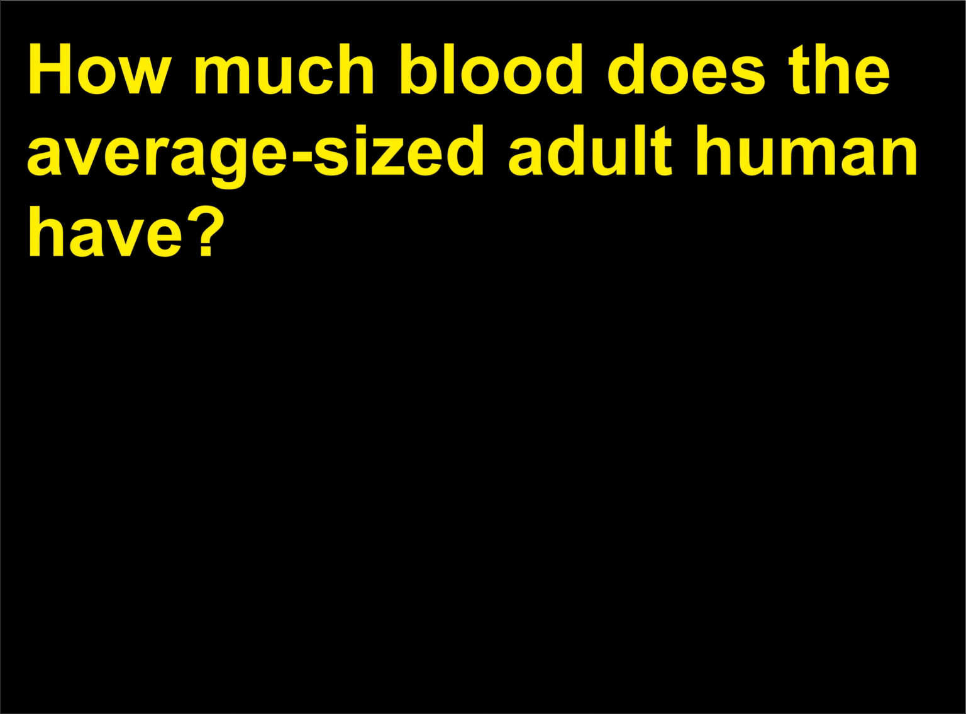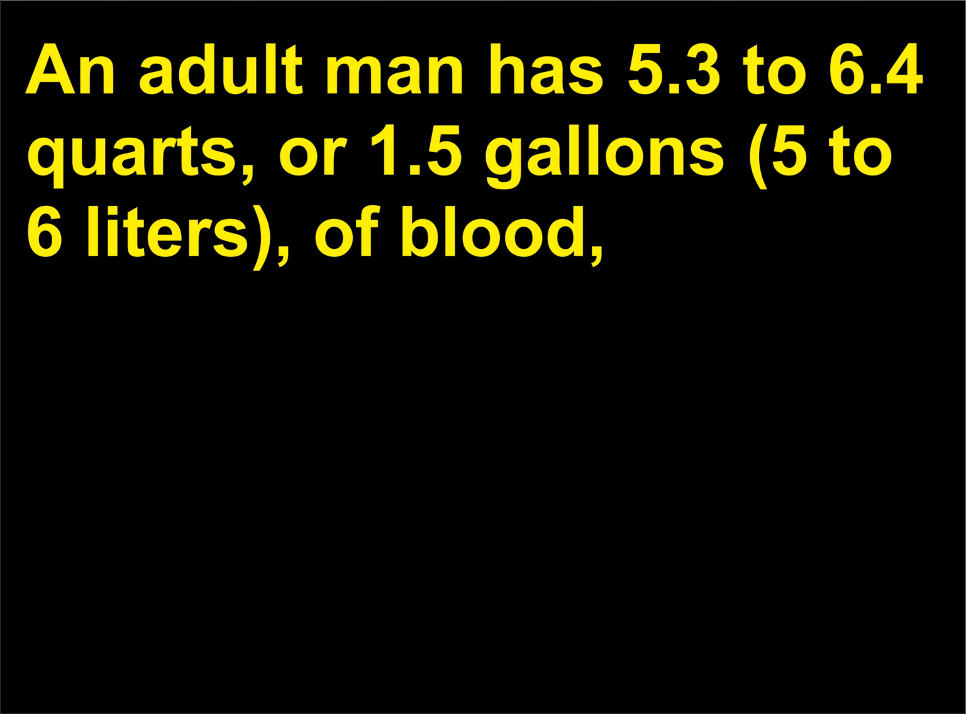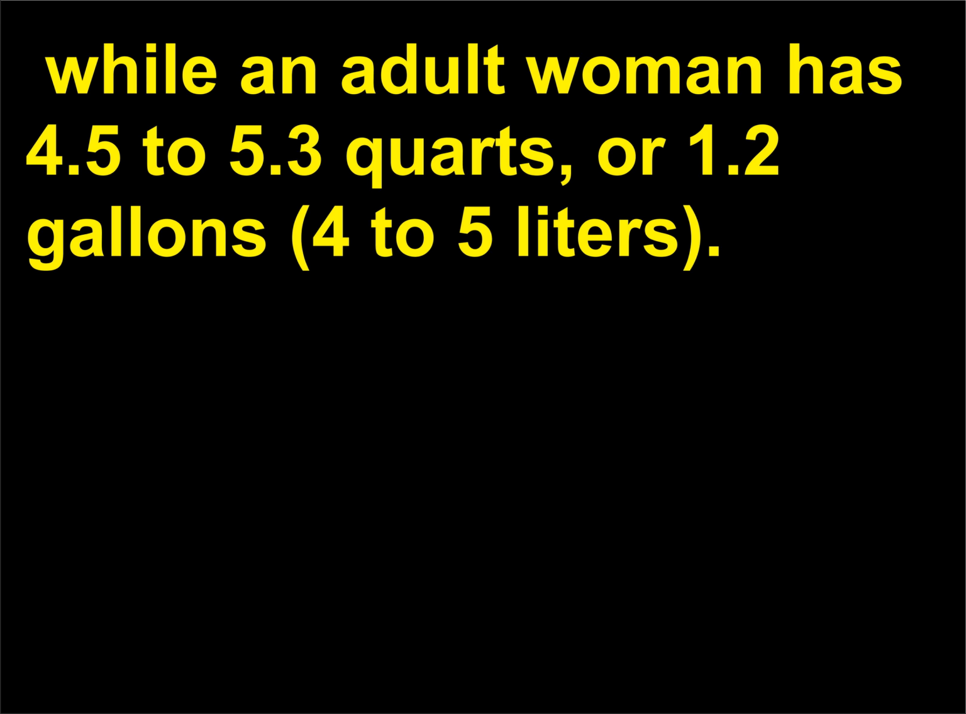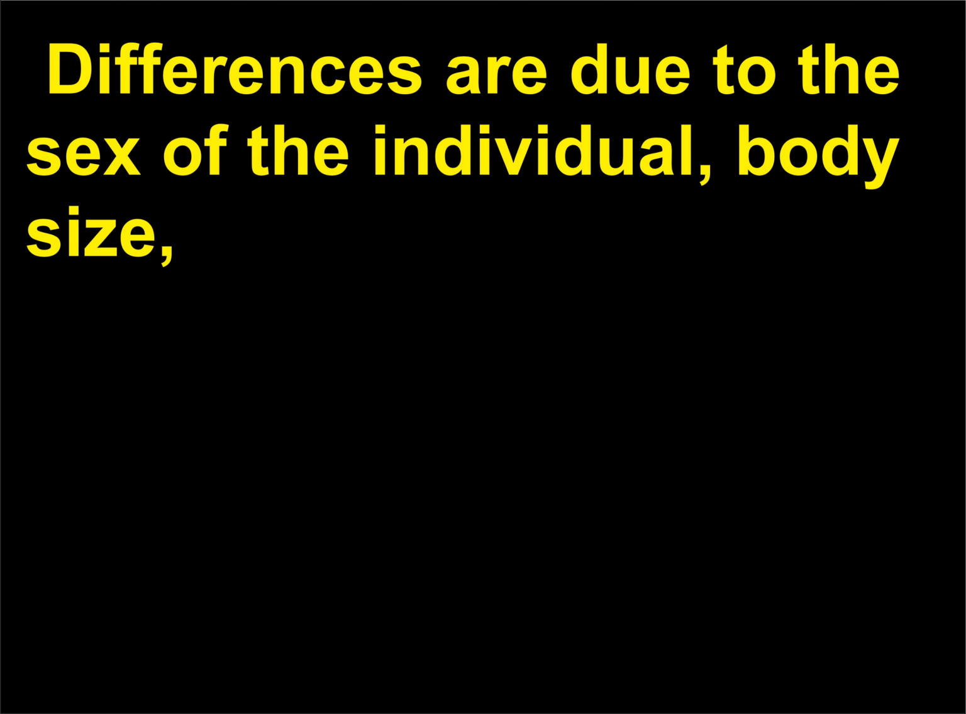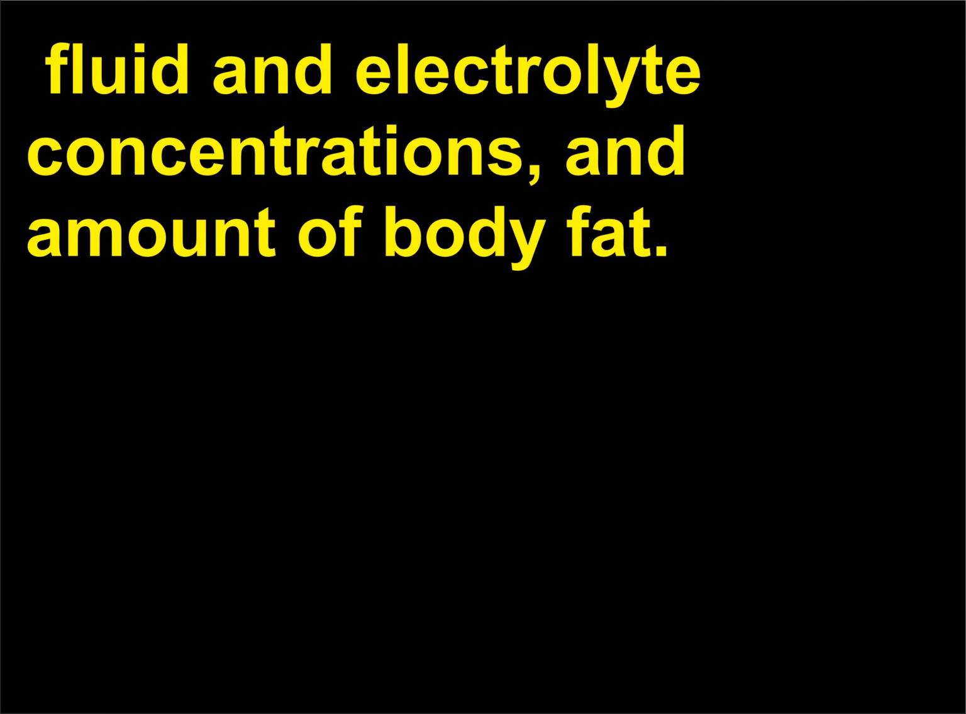How much blood does the average-sized adult human have? An adult man has 5.3 to 6.4 quarts, or 1.5 gallons, 5 to 6 liters, of blood, while an adult woman has 4.5 to 5.3 quarts, or 1.2 gallons, 4 to 5 liters. Differences are due to the sex of the individual, body size, fluid and electrolyte concentrations, and amount of body fat.